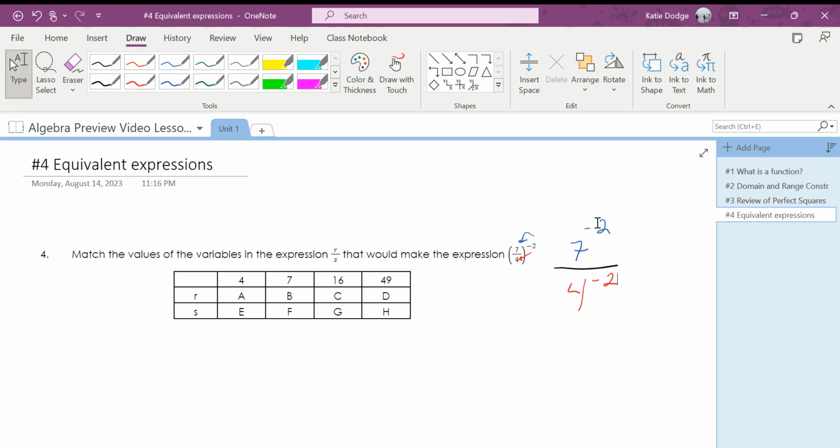Now we got to figure out how can we rewrite this so that there are no negative exponents. What you guys might notice is that these values at the top, 4, 7, 16, and 49, that we need to choose do not have negative exponents. So neither should our version.